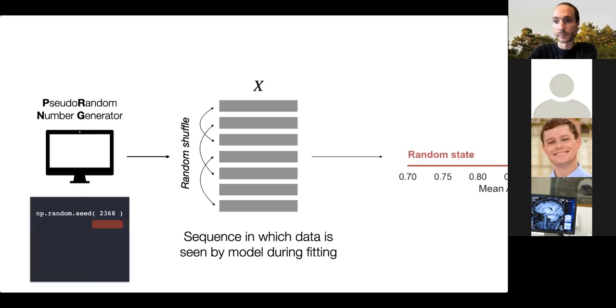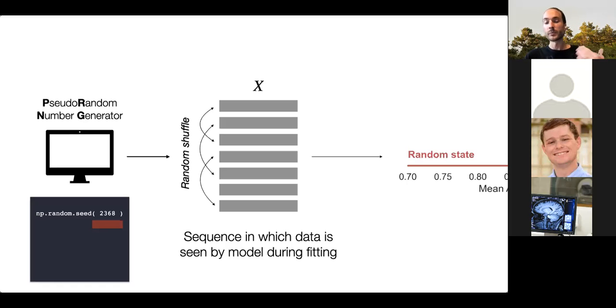This is typically an integer. In this case, it would be 2, 3, 6, 8. This integer then determines the exact sequence of numbers that result from your random number generator. So you would be able to set your seed in your script, and then someone else on another machine can run your same code and obtain the exact same values resulting from your random generation. So the exact same sequence in which your data is shuffled, for example, and then obtain the exact same results.